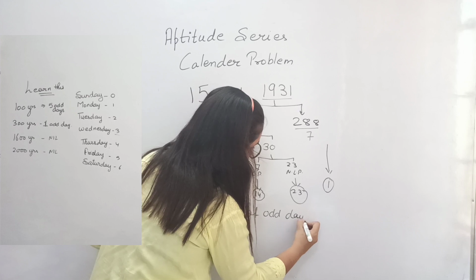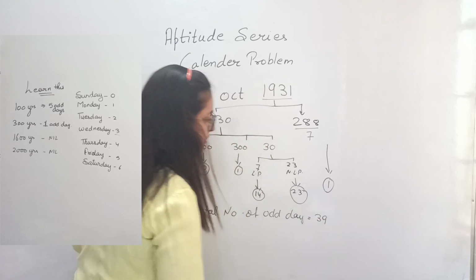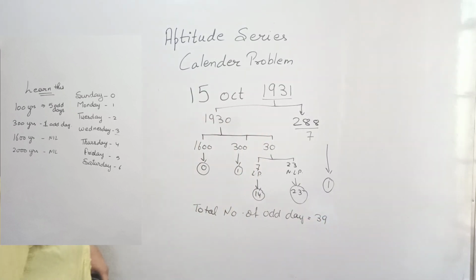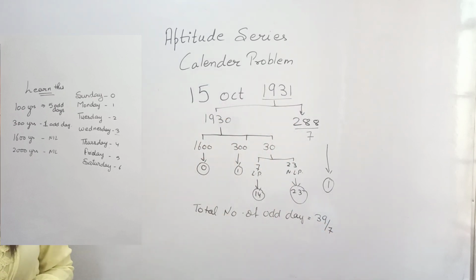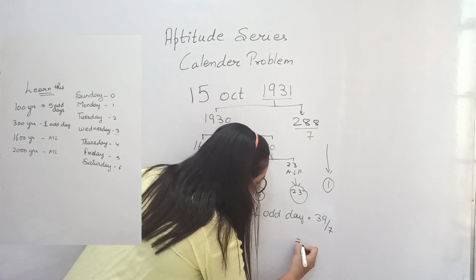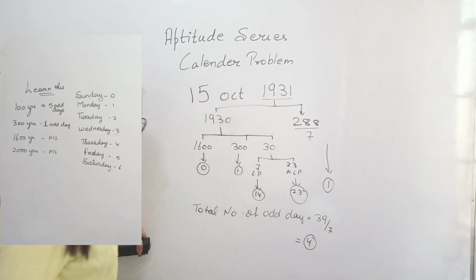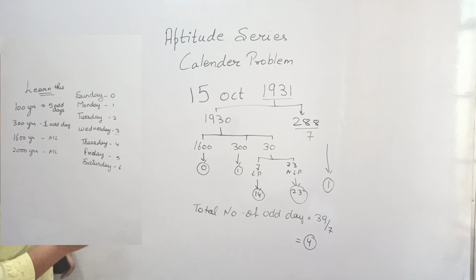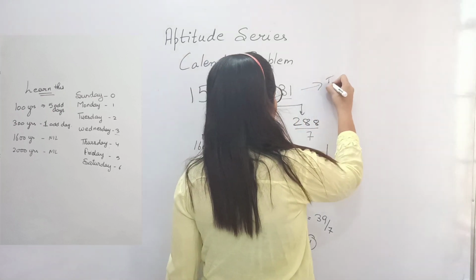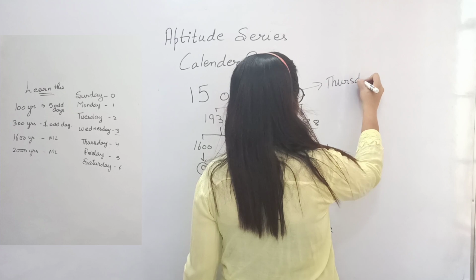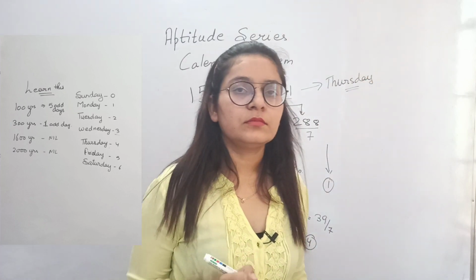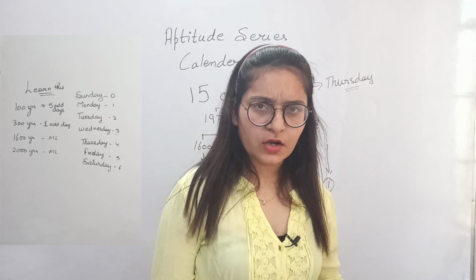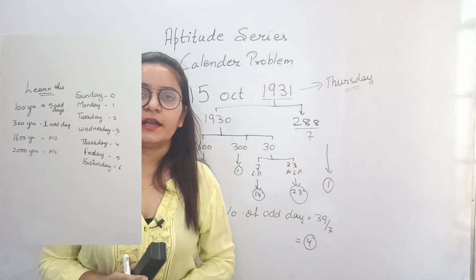That is 39. Now I will divide 39 by 7 to convert it into weeks. I will get a remainder, because 7 5s are 35. So I get remainder 4. So 4 is the remainder. 4 means Thursday, meaning this is Thursday. The day on which Dr. APJ Abdul Kalam was born was Thursday. You can also check from the calendar.